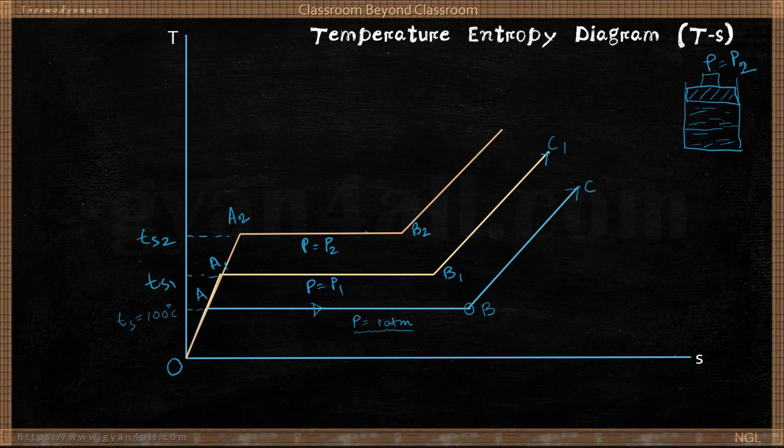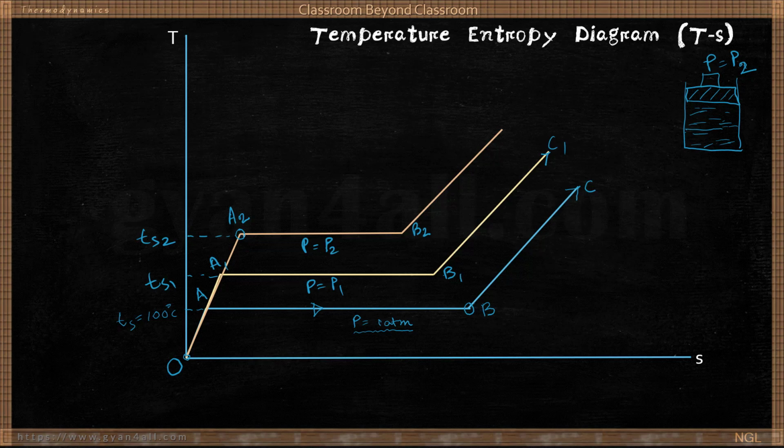What we have observed is that for a higher pressure, the increase in temperature and the formation of steam takes place like this. At O it is 0 degree centigrade, and at A1 it is saturated water. Also the line OA1 is called the liquid line, because throughout this line the water is liquid and there is no vapor at all.